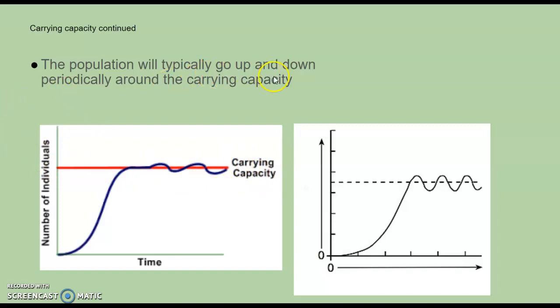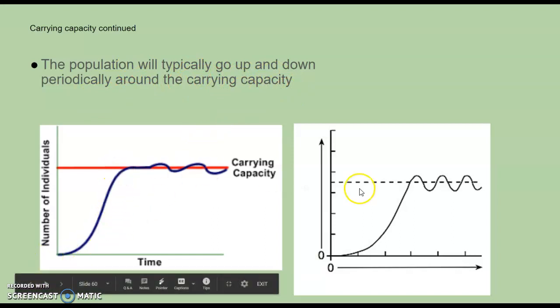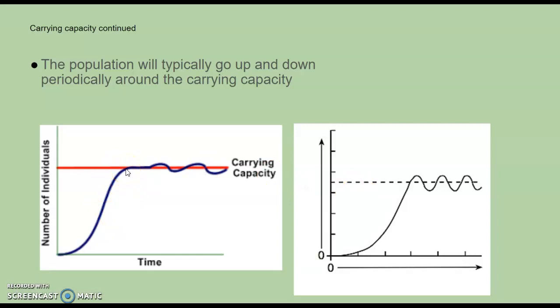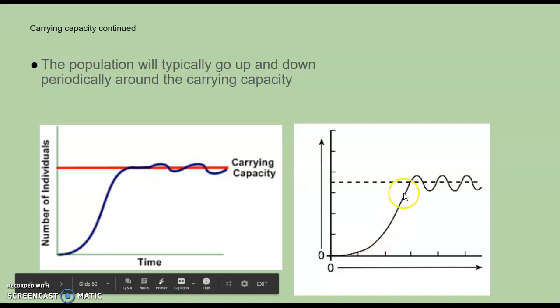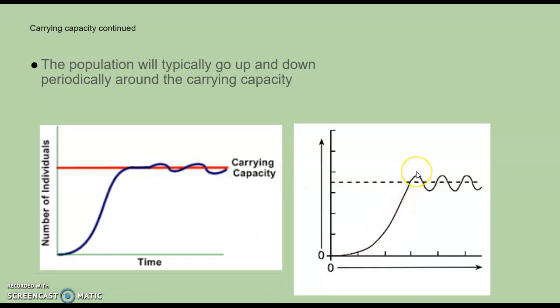The population will typically go up and down periodically around the carrying capacity. It's not just going to hit this number and stop, right? We can't really control that about populations. We can't say, okay, you're not going to have any more individuals entering this population. That's not realistic. So what really happens is the population grows, it goes over the carrying capacity, they're running out of resources, and therefore the population decreases. Once there's more availability of resources, it's going to go up again. Once it gets too high, it's going to go back down, and I see this kind of teetering around the carrying capacity.